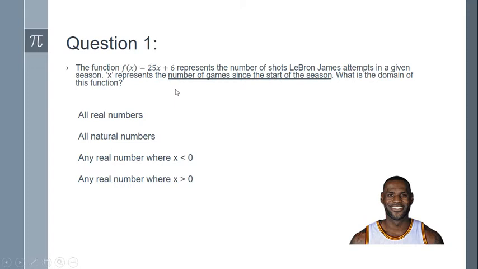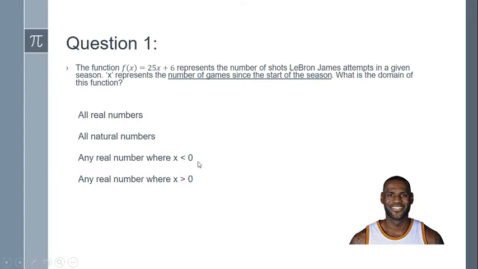All right, so since x here is representing the number of games since the start of the season, it doesn't make sense that it would be all real numbers, right? Because the number of games since the start of the season cannot be negative. Remember, all real numbers would include negative numbers, decimals, any number you can think of is a real number. So the domain is clearly not all real numbers. All right, next here, how about this? Any real number where x is less than 0.